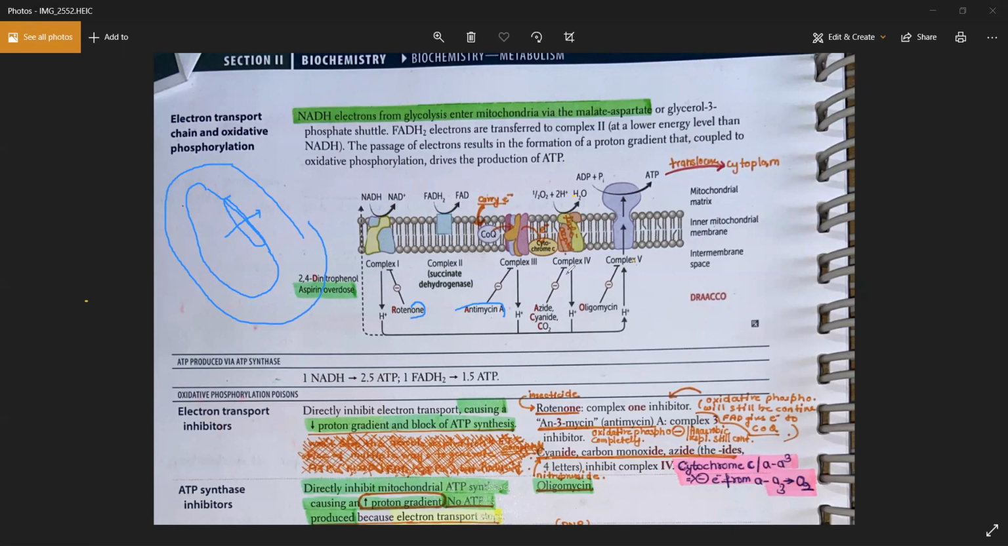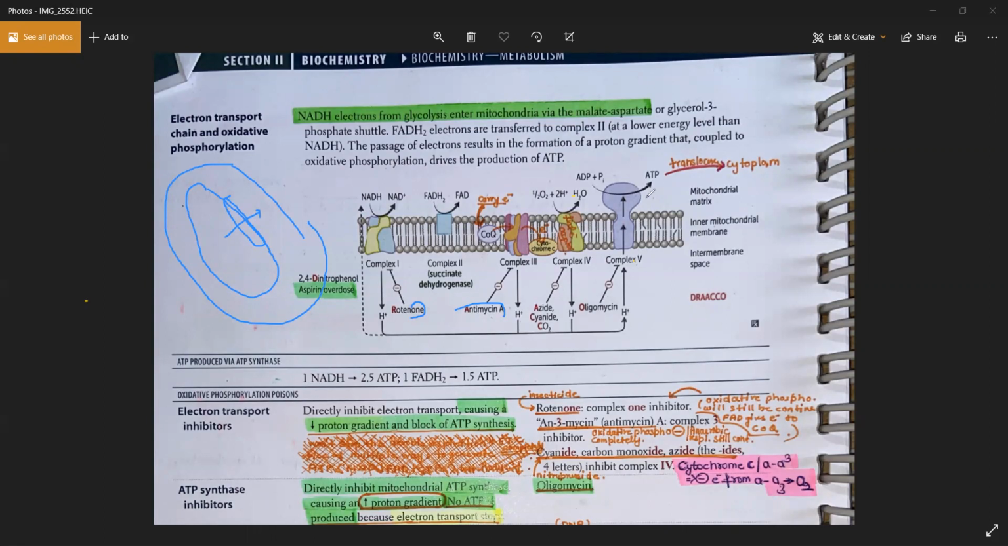Then comes complex 4. And this is the complex where the formation of your water molecule and the utilization of the oxygen takes place. The oxidative phosphorylation takes place here in complex 4. And this complex is inhibited by cyanide and CO. Okay, cyanide and CO inhibit this complex.